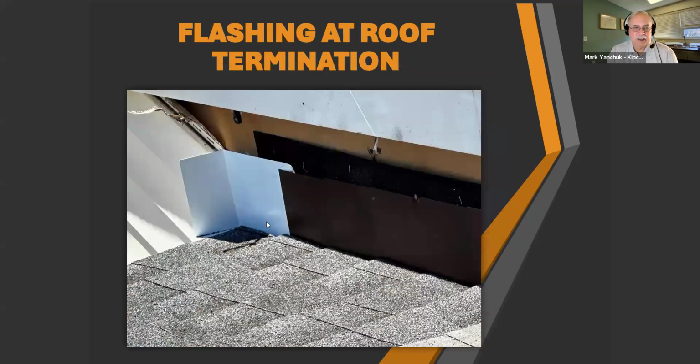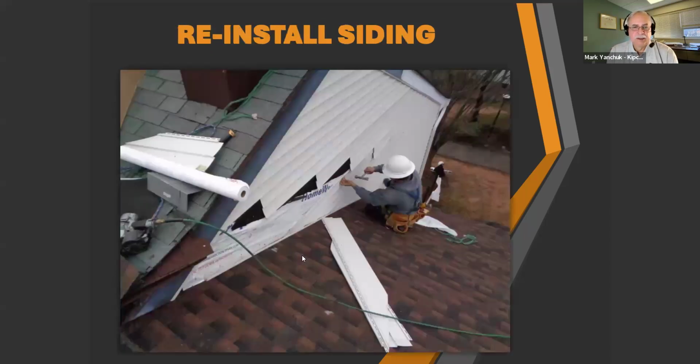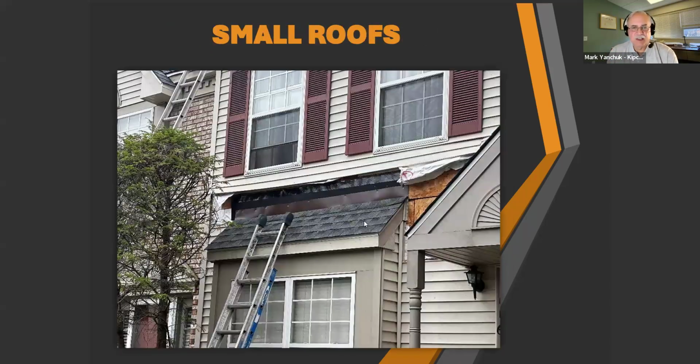This is an example of kick-out flashing, where the roof terminates on the sidewall, and then there's ice and water shield behind it. This is a kick-out flashing here. So after the roof is installed, then they bring the siders back to reinstall the siding. You might have some small roofs that have to be flashed. This is continuous flashing at the head of a roof.